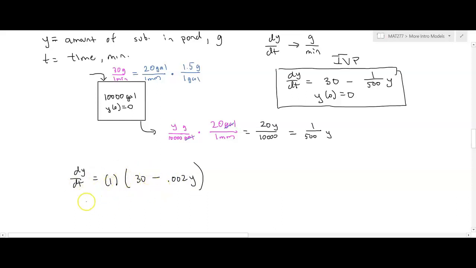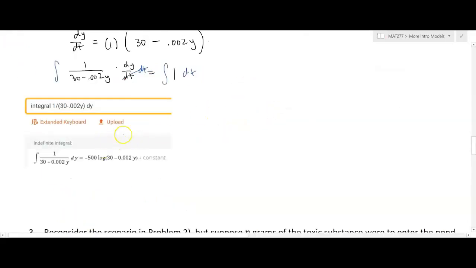So I'm going to divide over by the h of y, which is 1 over 30 minus 0.002y times dy/dt equals 1. And now when I integrate both sides with respect to t, these will cancel, and now I will go ahead and integrate that with Wolfram Alpha. And there you can see the result. So this will integrate to be negative 500 ln of 30 minus 0.002y equals t plus c. And now I can divide by negative 500.